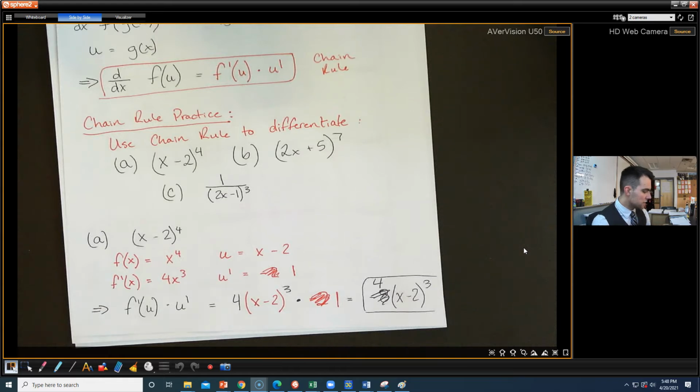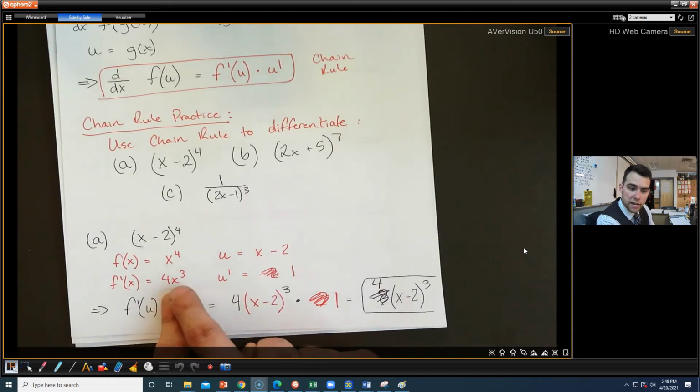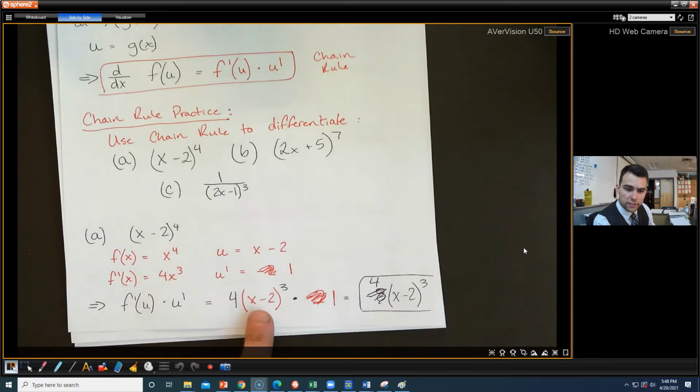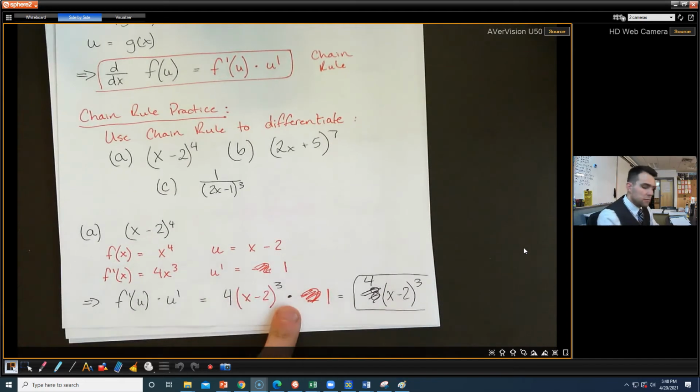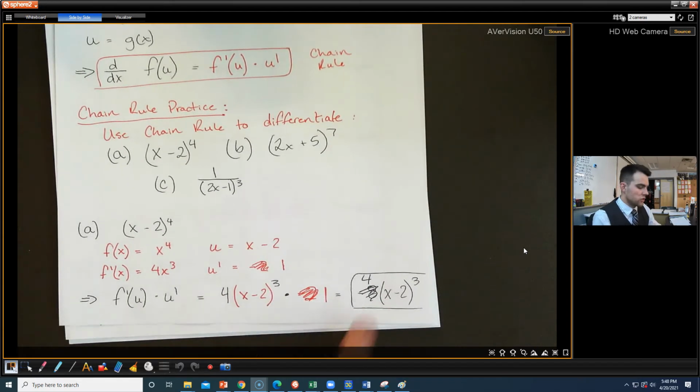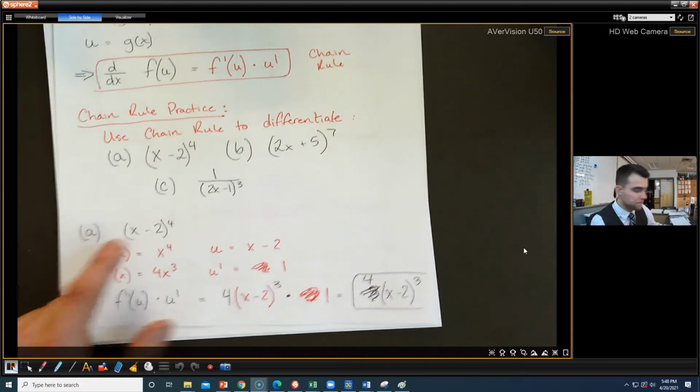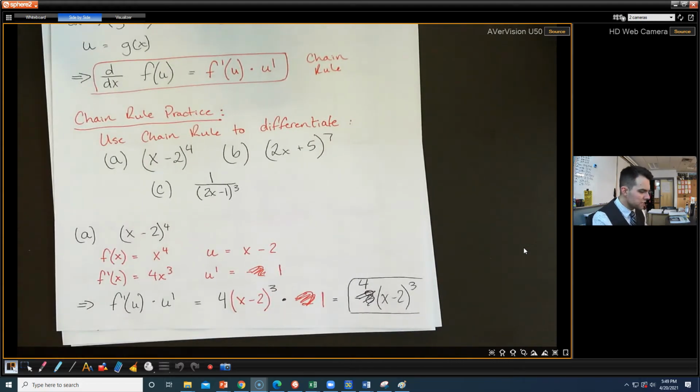Putting this all together, f prime of u, well, I have my f prime as 4x cubed, and my original u function, x minus 2, is going to go in for x right here. So I get 4 times x minus 2 to the third power times u prime, which is just 1, which doesn't change our answer that much. So we get 4 times x minus 2 to the third power, and that's the derivative of this guy right here. Okay?